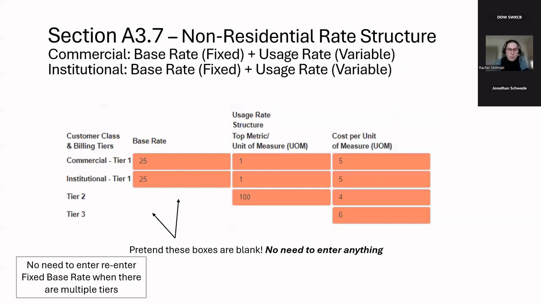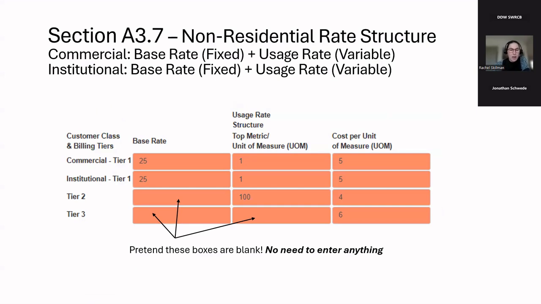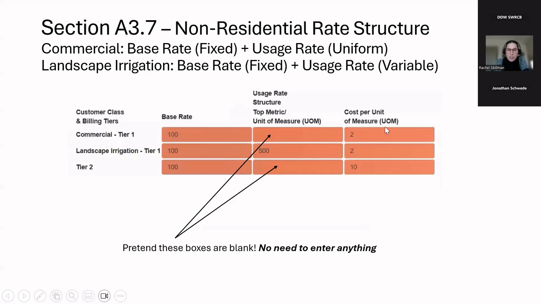In another example that you might see where there are cells that you don't need to fill out, I've shared one for two different rate structures. Both are fixed base rate and variable usage rate. But there is only one tier for the commercial class, and then there are three tiers for the institutional class. The difference is that this commercial class has a uniform usage rate, and so the customer is being charged $2 per unit, no matter what the usage is.